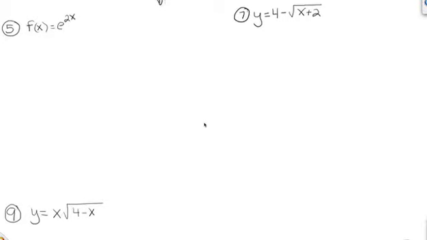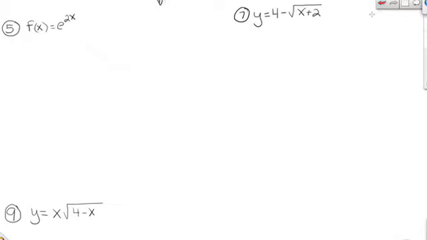This is part 2 of homework section 4.2, picking things up at problem number 5. I'm going to skip a few of these because they're pretty similar. So I'm going to do problems 5 and 7 remaining from this first section.